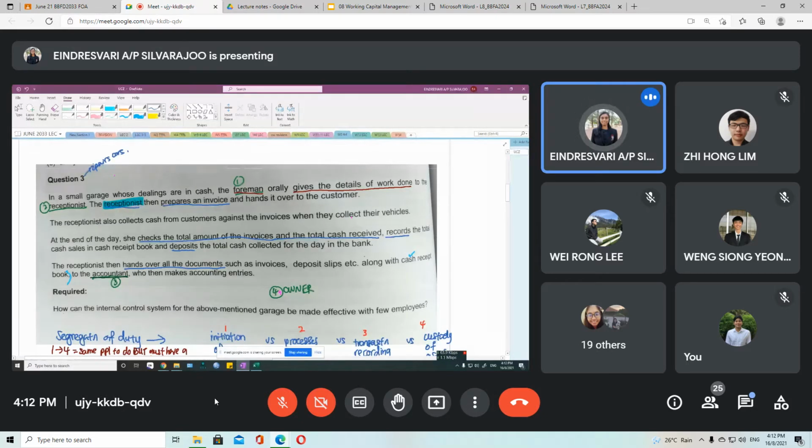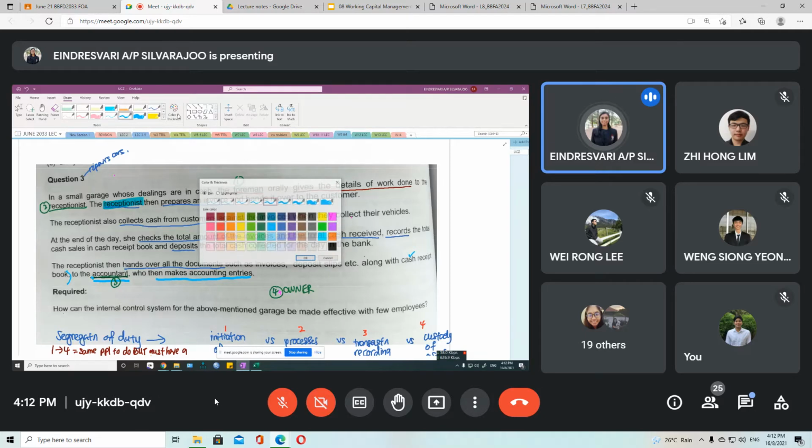So this foreman actually gives details of the work done to the receptionist. Task number 2, the receptionist prepares the invoice. The receptionist collects the cash from the customer, checks the amount, records the total, deposits the money, and hands the document to the accountant. Third, the accountant makes the accounting entry into the system. So using the same 3 or 4 people, you can actually save a lot of money. So you need to come up with a method to save money by using these 4 people to do the work.